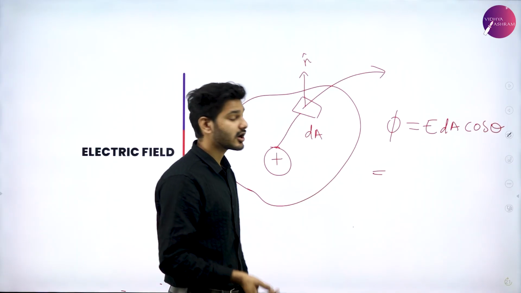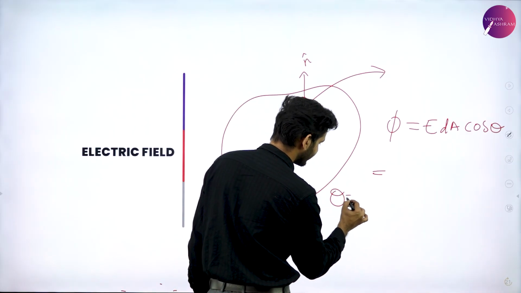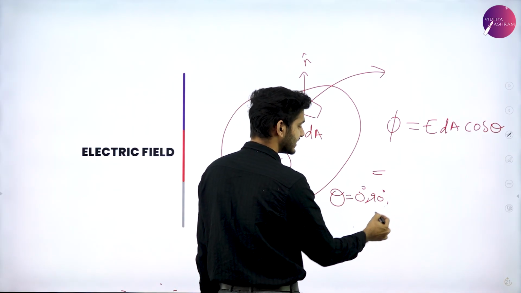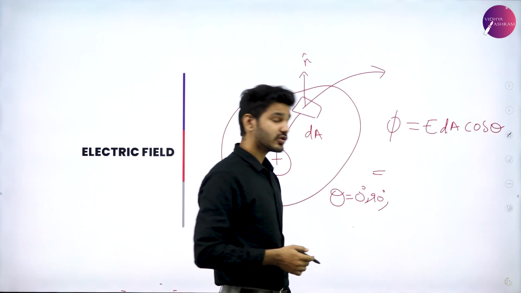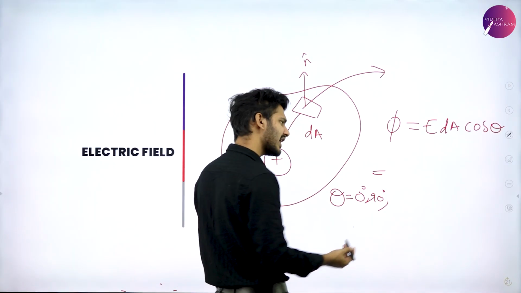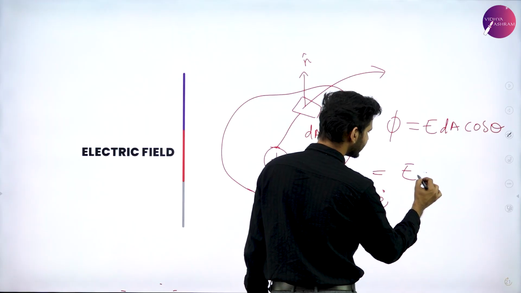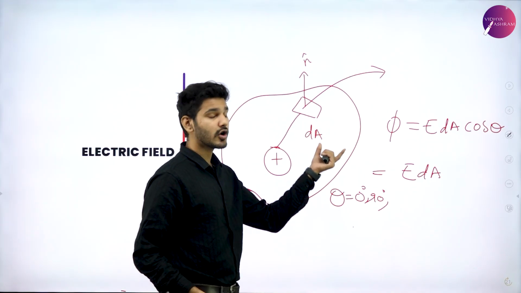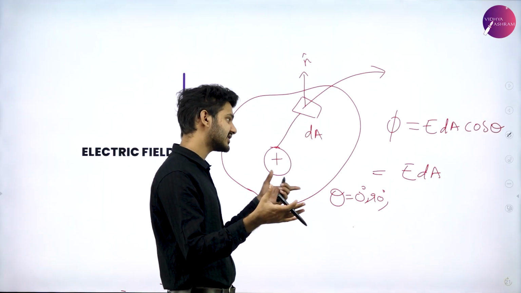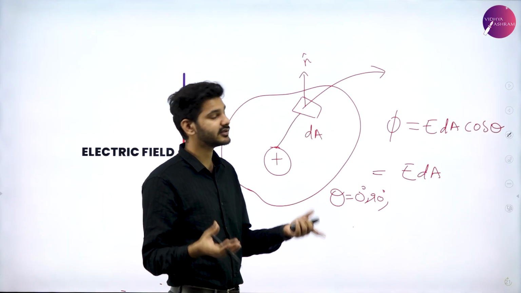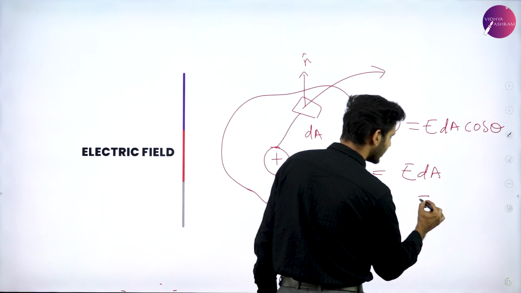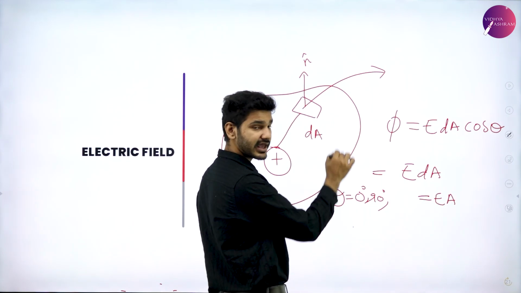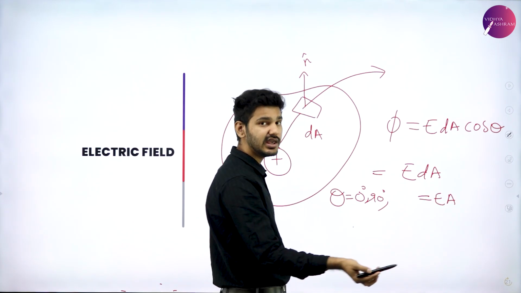So what if theta is 0 degrees, 90 degrees, or some other angle in between? If it is 0 degrees, then you will have maximum flux, which is simply E dA. And I'm just taking a small area. If you want it for a large area, you can just take it as A. If you're considering this whole area, then this is simply EA.